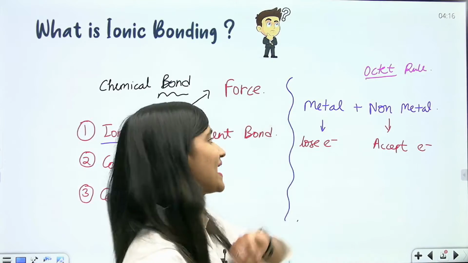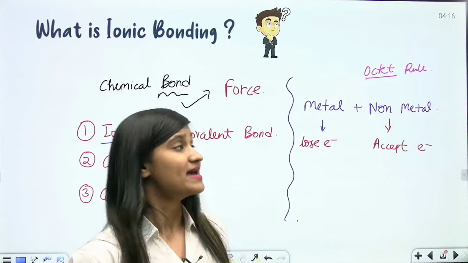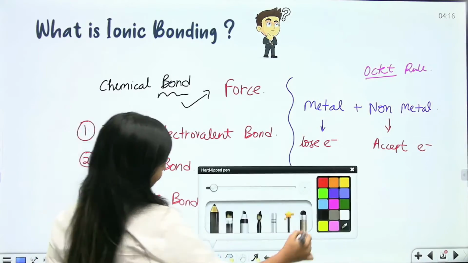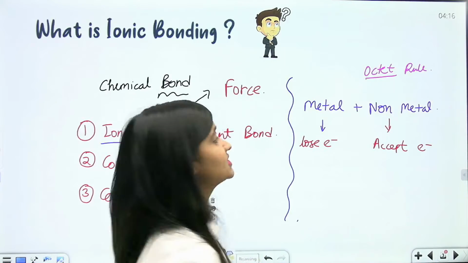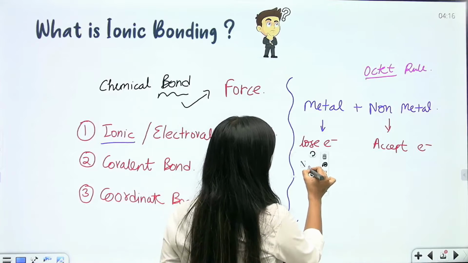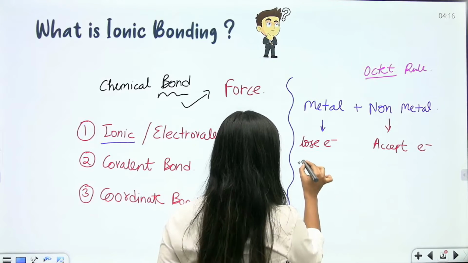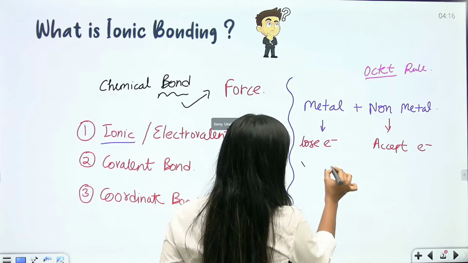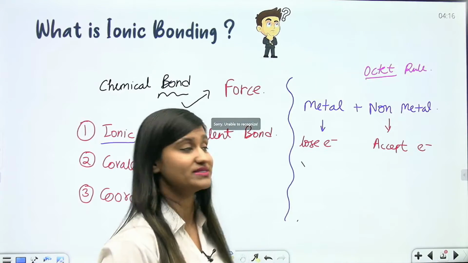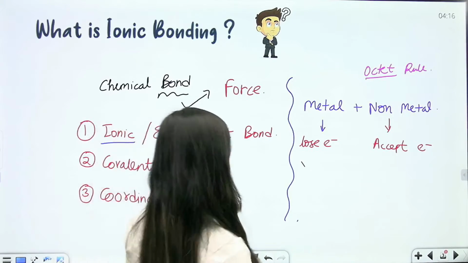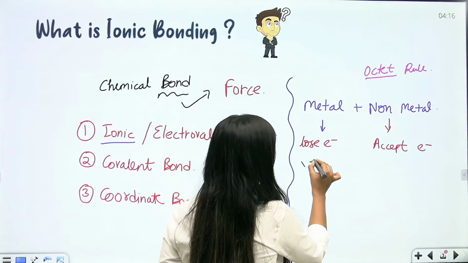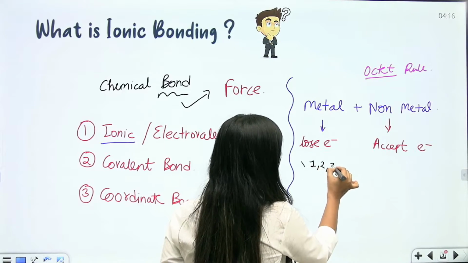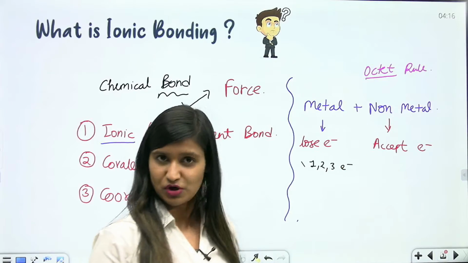Now, let's come back to our metals and non-metals. In the valence shell of metals, we have either 1, 2 or 3 electrons. Let's write it again. So we'll have either 1, 2 or 3 electrons. Alright.